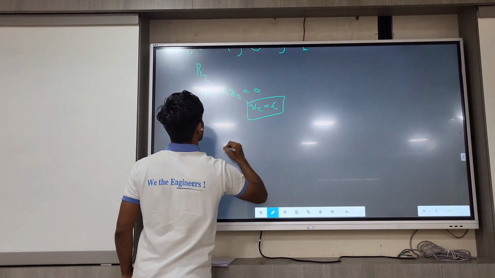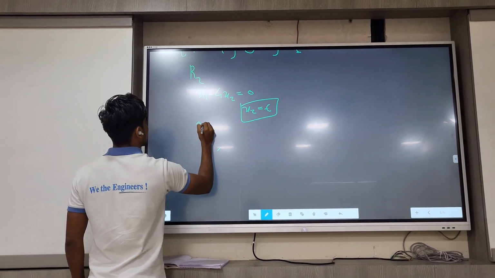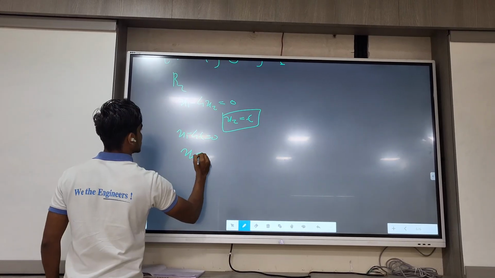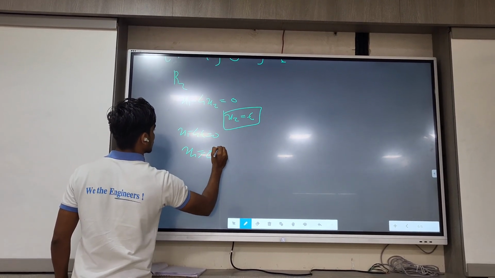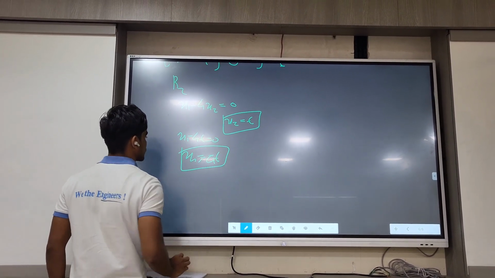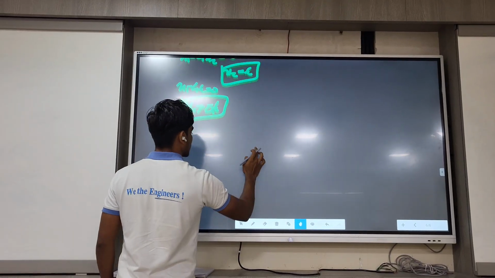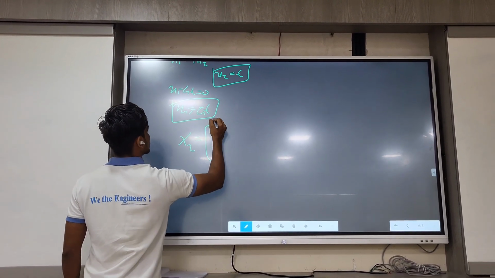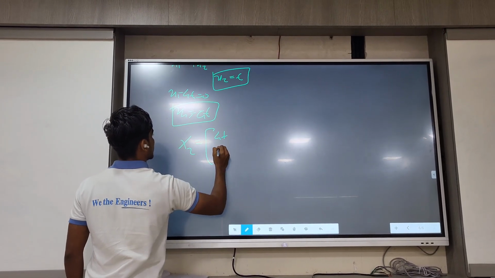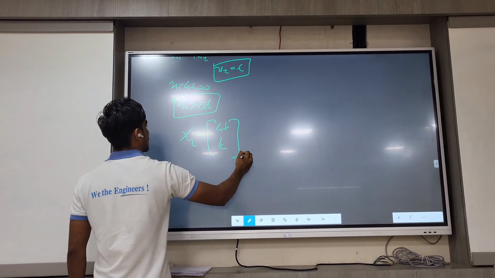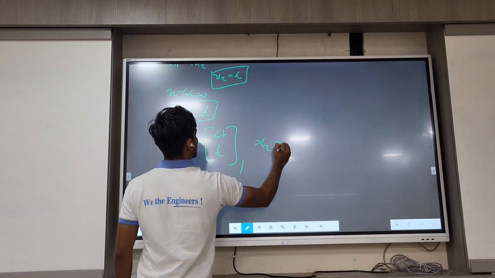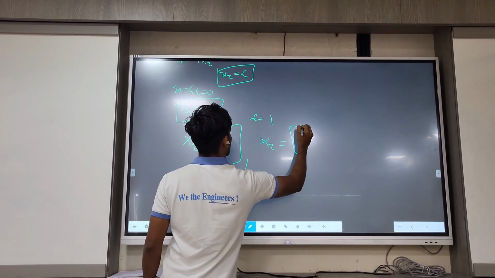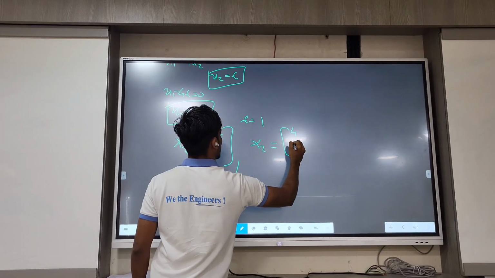After putting x2 is equal to t, we get x1 minus 4t is equal to 0, then we get x1 is equal to 4t. So the eigenvector is 4t and t. After putting t is equal to 1, we get 4 and 1.